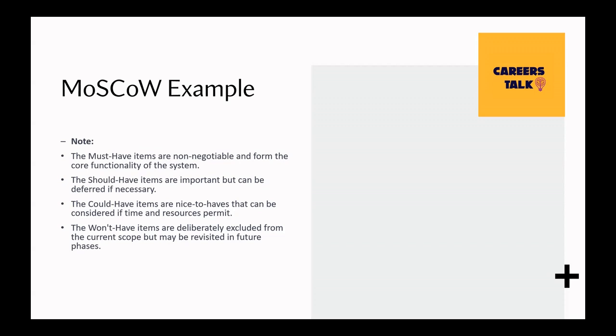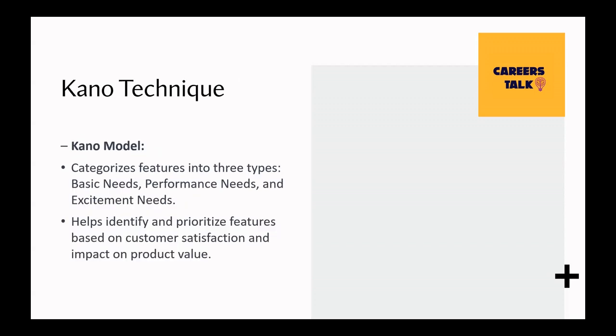So, like what we just explained, these are the ones I have mentioned on one slide: must have, should have, could have, and won't have. But yeah, let's go to the next technique, which is the Kano technique. Again, it's a pretty widely accepted prioritization technique. We categorize the features into three types: one is basic need, second is performance need, and third is excitement need. It helps us to identify and prioritize the features based on customer satisfaction, and based on that feedback we prioritize the things, and it also has an impact on the product value.